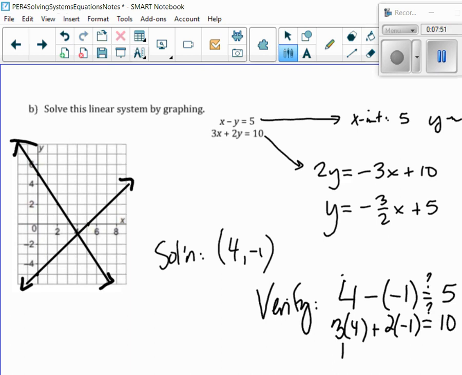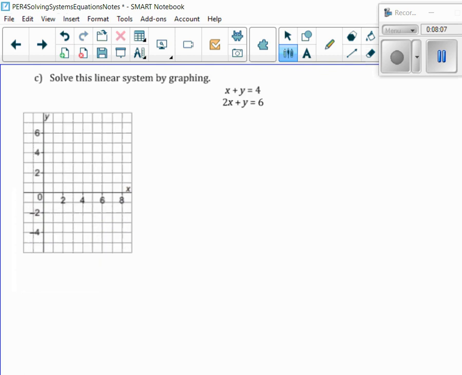3 times 4 is 12. 2 times -1 is -2. Does that equal 10? Yeah, so that is 100% right. Okay, what do you think about this? Not too bad, hey? Okay, do you guys want to try this on your own?